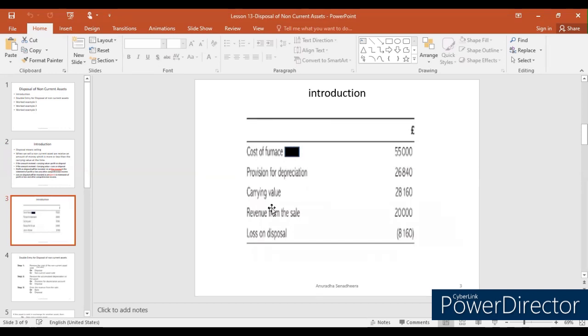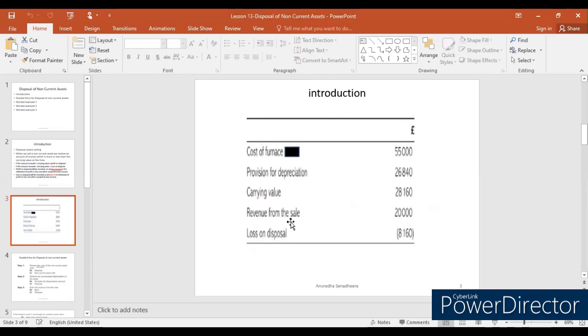I'm going to teach you a very easy way. If there's a question like this, in the same question we used previously, the cost of the asset is 55,000 and the provision for depreciation is 26,040. Now, how do you get the actual value or the carrying value of the asset? From the cost, you deduct the provision. So this is the actual value of the asset.